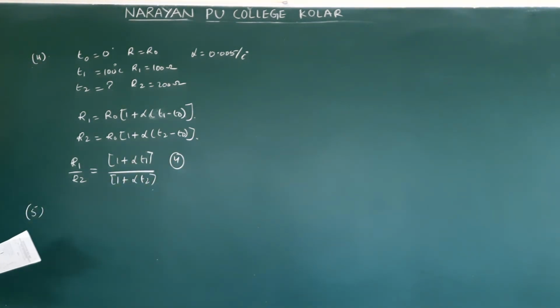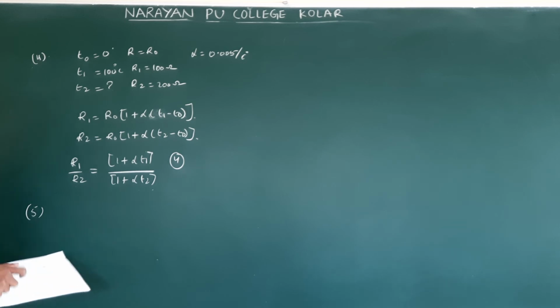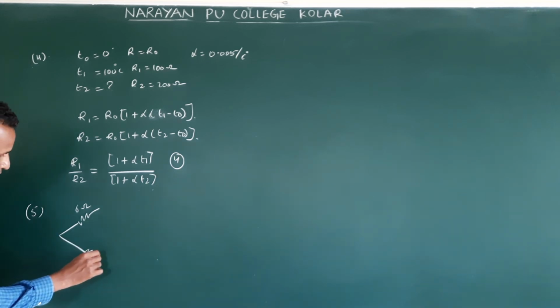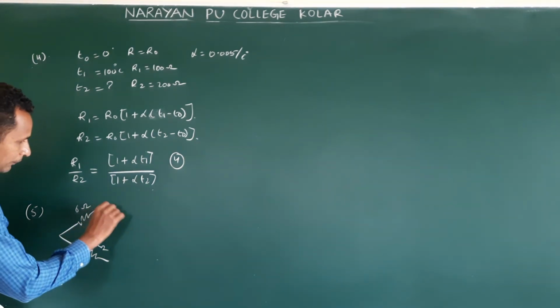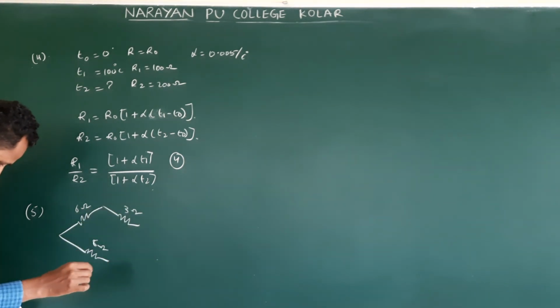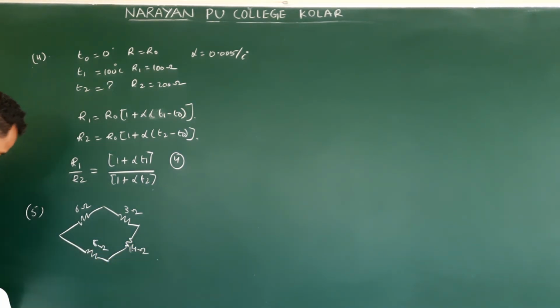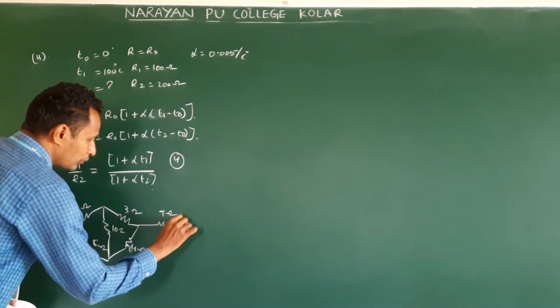Next, fifth one. Circuit is given. Leave the 7 ohm, and remaining it should look like a resistor network. See, I will draw here. This is 6 ohms and 8 ohm connected to the same terminal, right? Next, 3 ohm, 4 ohm connected to the same terminal. See, between 3 ohm, 4 ohm, 6 ohm, 8 ohm, what was there? 10 ohm is there. And here they connected 7 ohm, right?